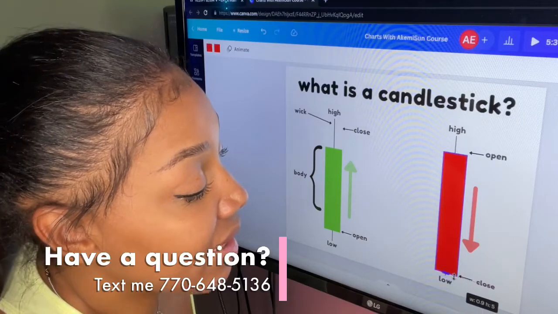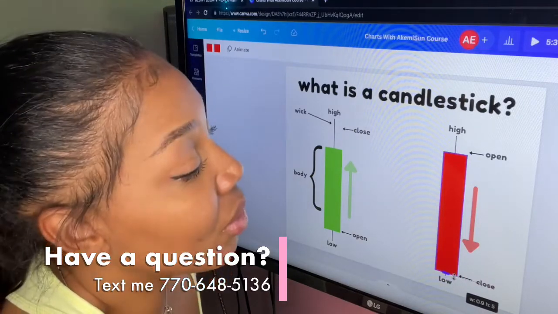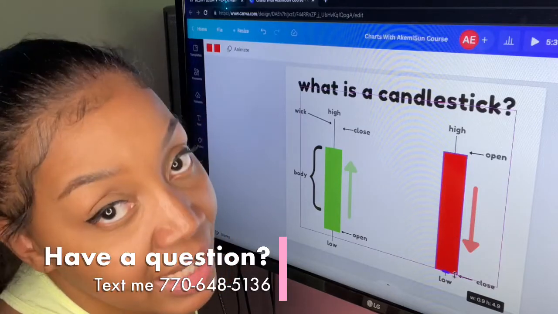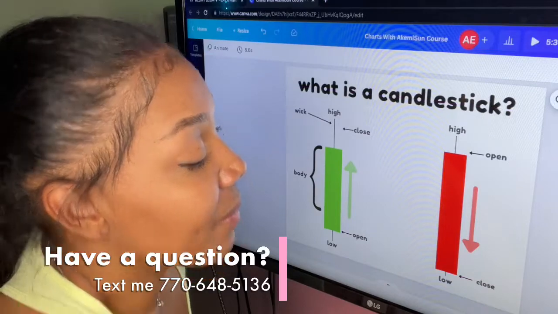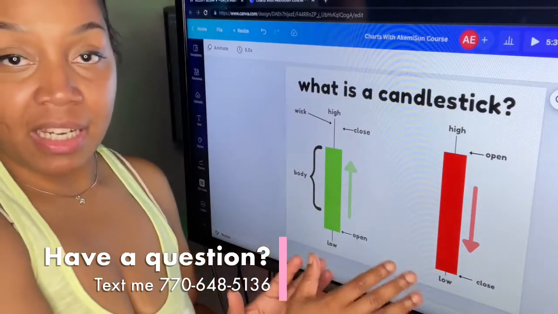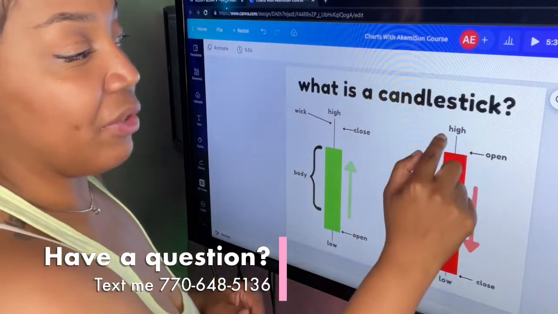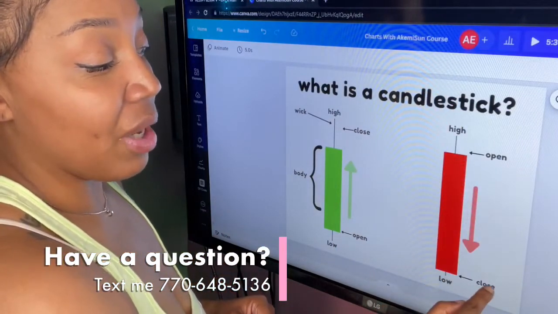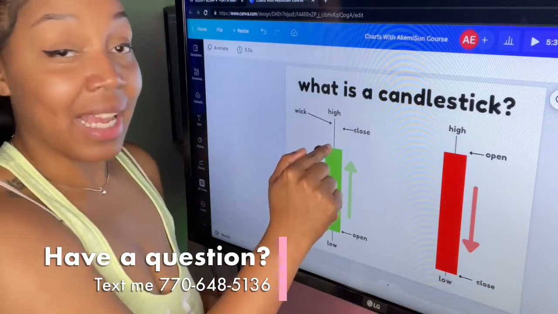And wherever it stops, say if you have a weekly candle, when that week is over, if Friday hits and the market is closed, wherever that candlestick closed, that's it. That's done. It's giving you a whole entire message. It's giving you the high, it's giving you the low. It closed at the bottom. With the green candle, it closes at the top.